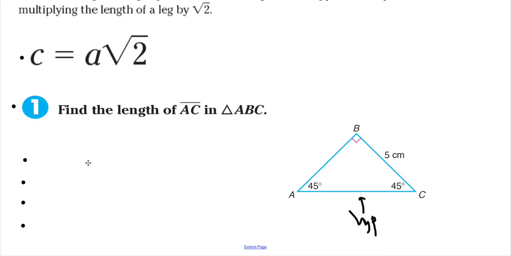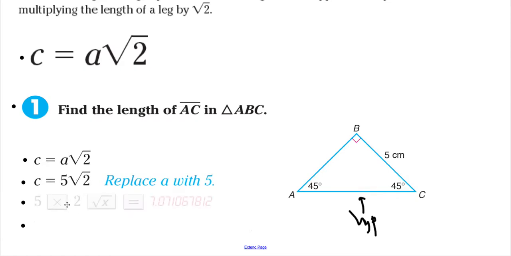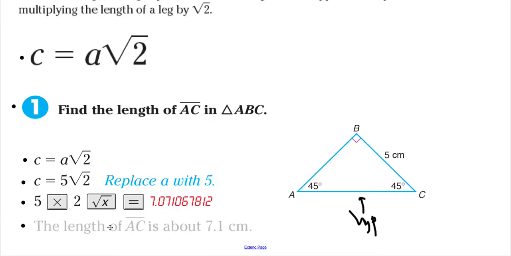What does that mean? If we follow the formula C equals A radical 2, and we know that A is 5, we substitute the value, replace A with 5, and we now have 7.07107812, or the length is about 7.1 centimeters. And that's how we find the value of the hypotenuse if it is a 45 degree right triangle.